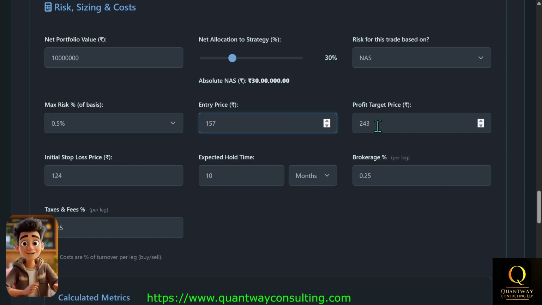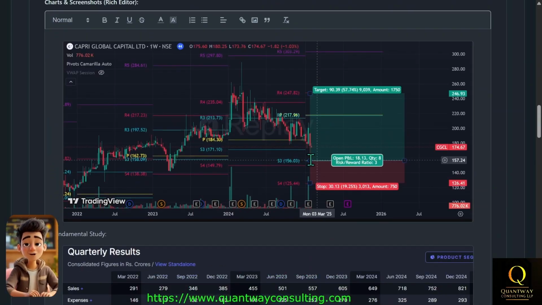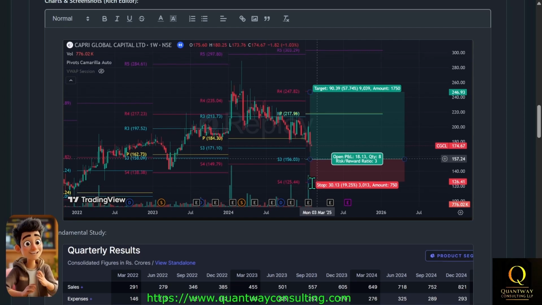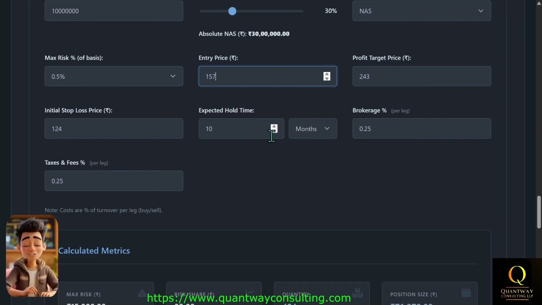Profit target shall be set at 243 levels, just below the R4 levels. The stop loss level is set by the initial stop loss price value. This is set at 124, just below the S4 levels in this case. Expected hold time for this trade is 10 months. The trade status system warns you for open trades which stay open beyond their trade durations.